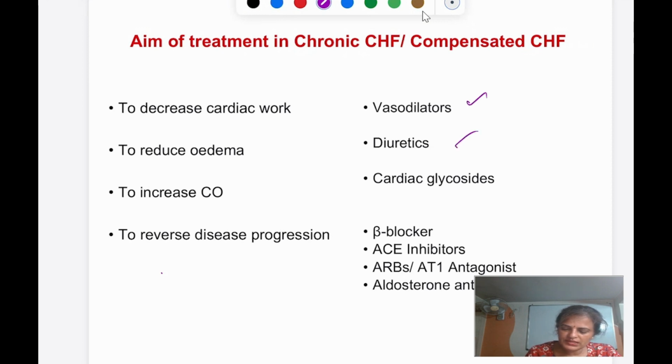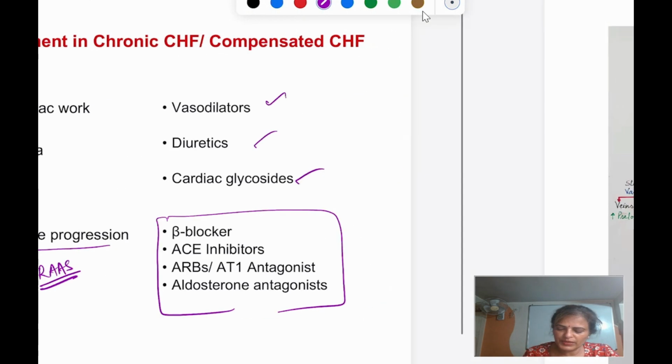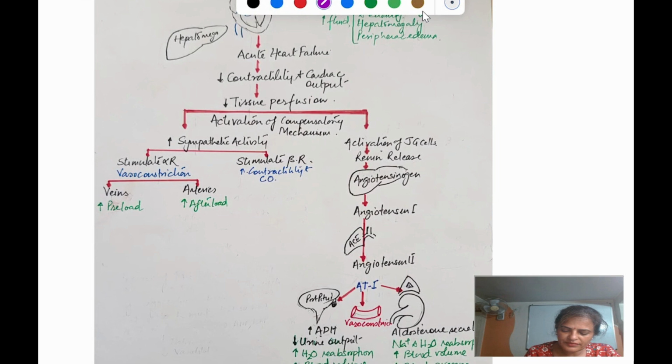Now coming to this, I have covered. Now how can you reverse the disease progression by giving a beta blocker? We have to inhibit the RAS system. And what is the main stimulation for the RAS system? First one is beta 1. Because of the sympathetic overactivity, this beta 1 receptor is going to activate the JG cell. So here the beta 1 blocker is going to act. Then another one is an ACE inhibitor, then angiotensin receptor blocker, and the last one is an aldosterone receptor antagonist.